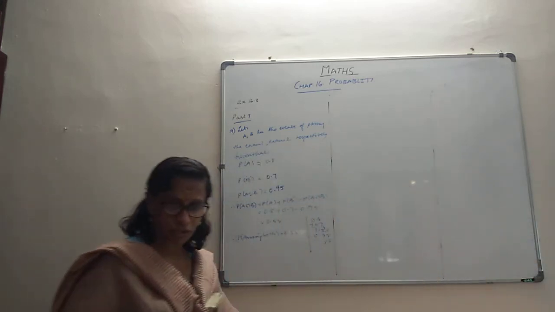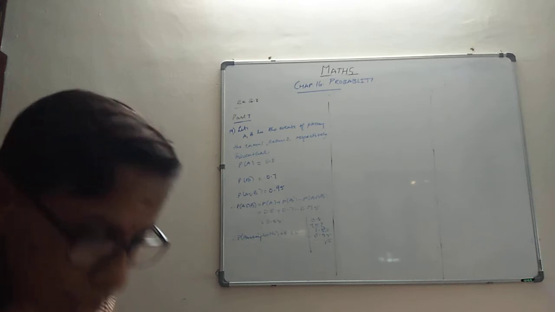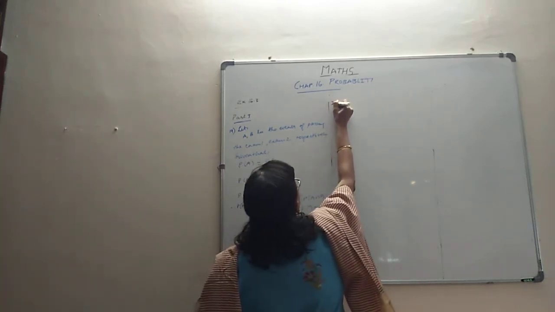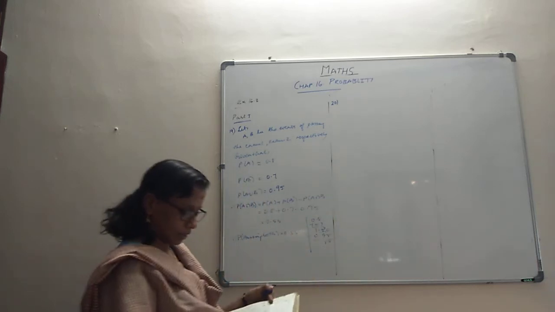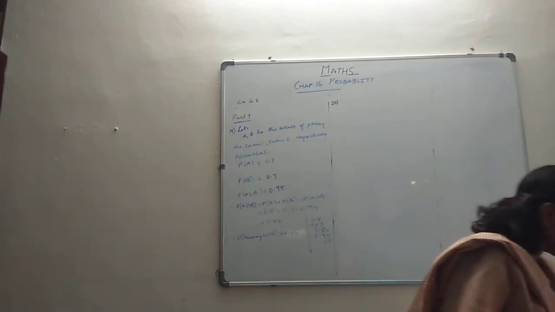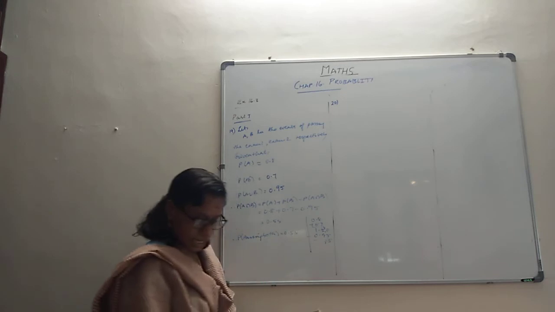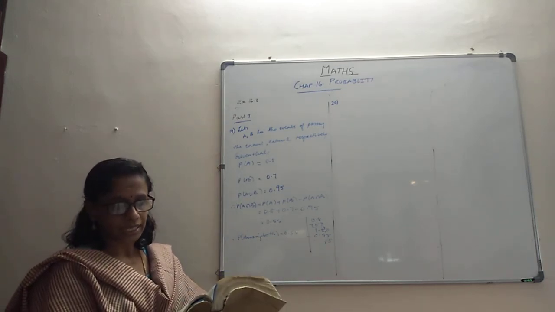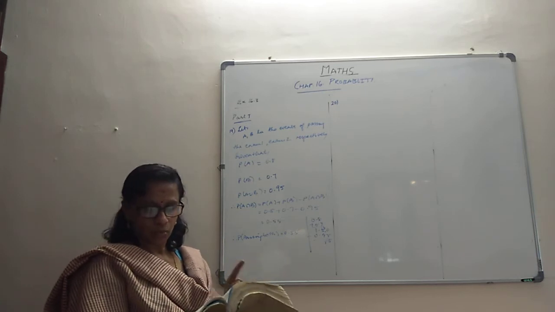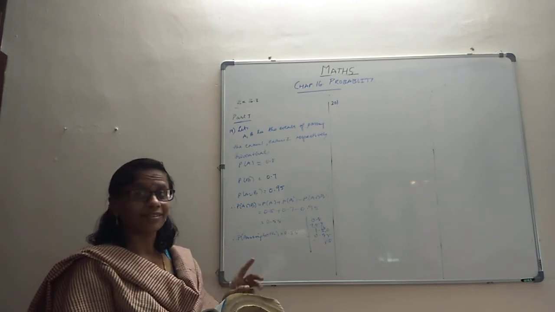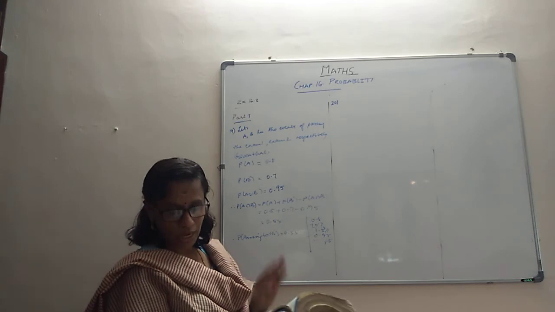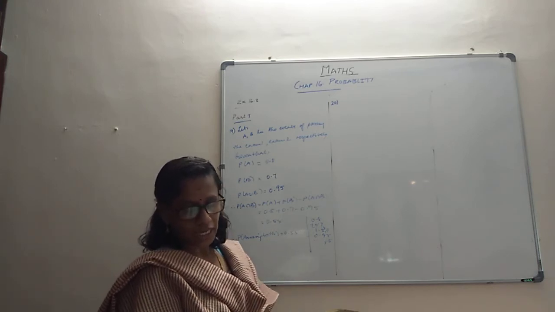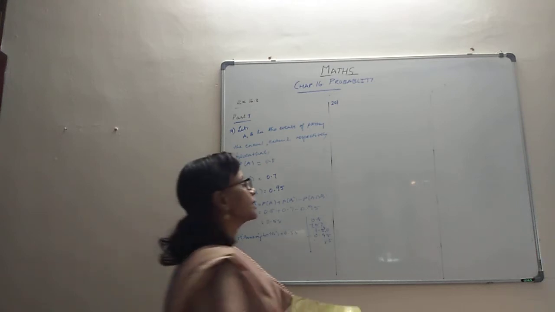Now quickly we have to switch to problem number 20 and let's see how it's going to help us. Problem number 20 says that the probability that a student will pass a final exam in both English and Hindi is 0.5. The probability of passing neither is 0.1. If the probability of passing the English exam is 0.75, then find the probability of passing the Hindi exam.